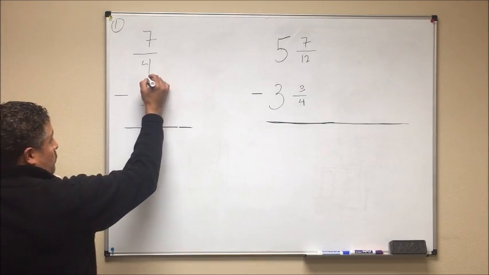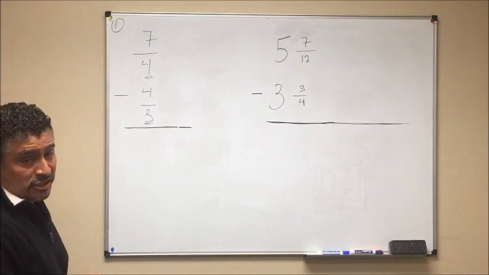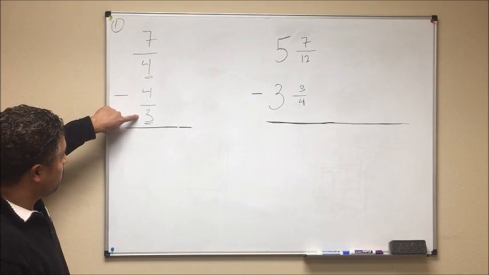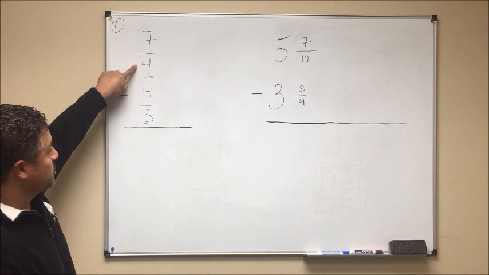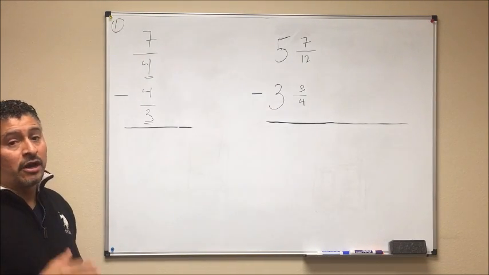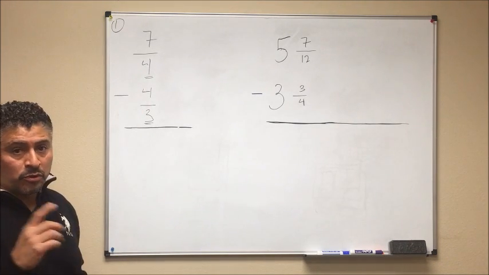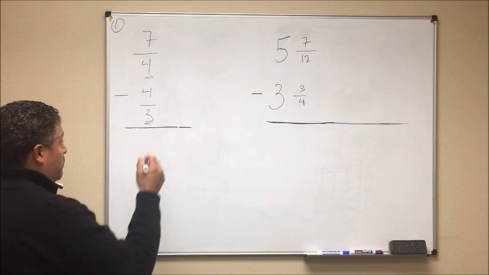Okay, the first thing you want to do is make sure that the denominator matches. If this is a 4, this has to be a 4. If this is a 3, this has to be a 3. Or not exactly 3 and 4, but it has to be a common denominator, meaning that both numbers are multiples of the same number.